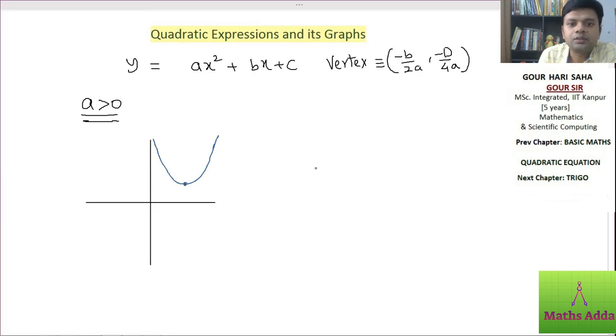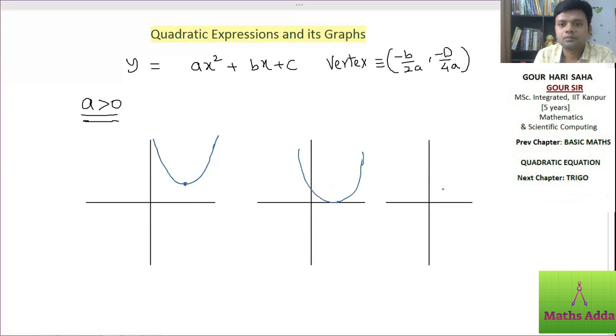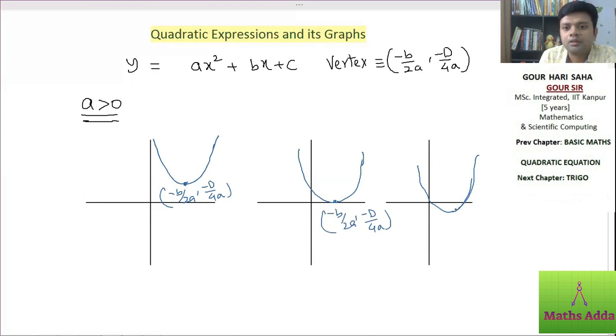Correct? So it can be this, or the vertex can be on the x-axis, so it can be this, or the vertex can be here, so it can be like this. So three situations, all with a positive. This is minus b by 2a comma minus D by 4a, this is minus b by 2a comma minus D by 4a, and this is minus b by 2a comma minus D by 4a. Now see, this point minus b by 2a should not always be on the positive side, it can be anywhere. So I have just taken one reference point, it can change.